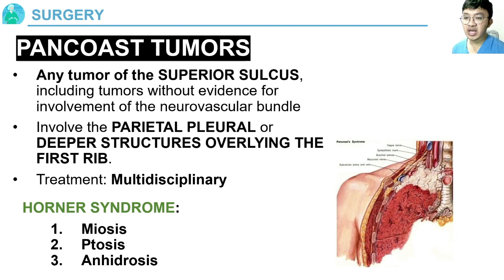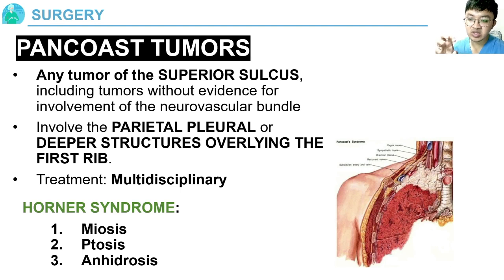So Pancoast tumors are any tumors of the superior sulcus of the lung, including tumors without evidence of involvement of the neurovascular bundle. Okay. They involve the parietal pleura or deeper structures overlying the first rib, not the second rib. Okay. Pancoast tumors, first rib. And the treatment is usually multidisciplinary, depending on whether it's affecting the vasculature, the nerves, or the pulmonary status of the patient. So if the neurovascular bundle is affected at the superior sulcus, you're going to have what you call Horner syndrome, which is miosis, ptosis, and anhidrosis.